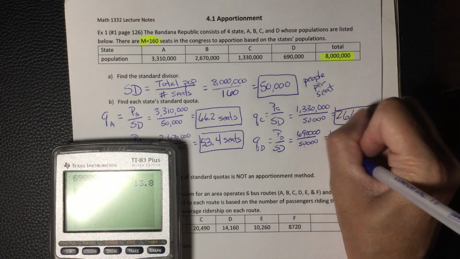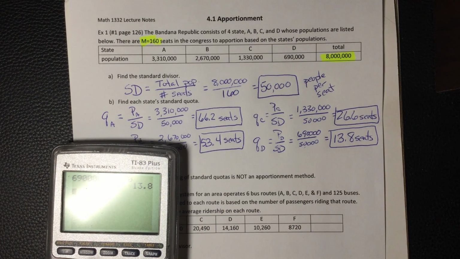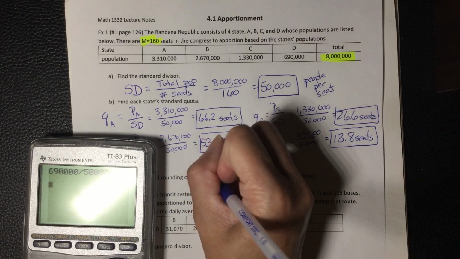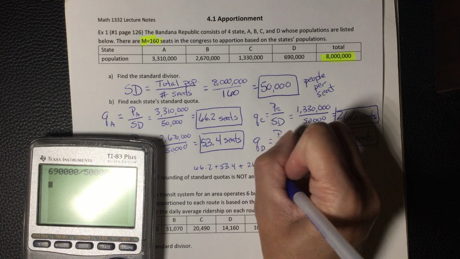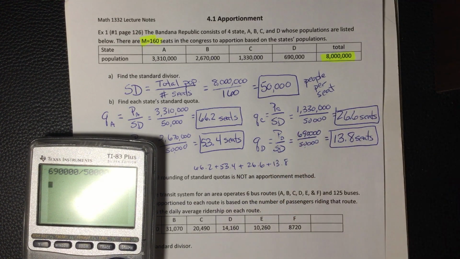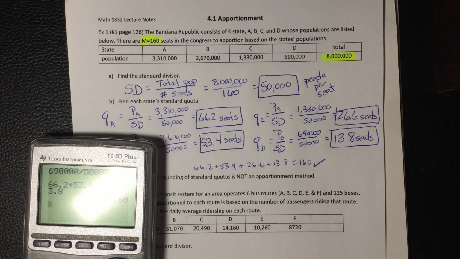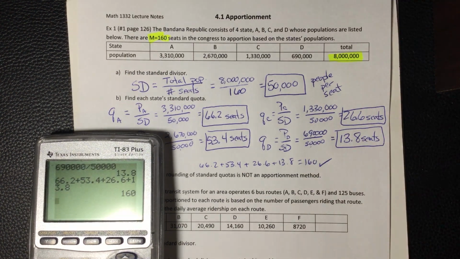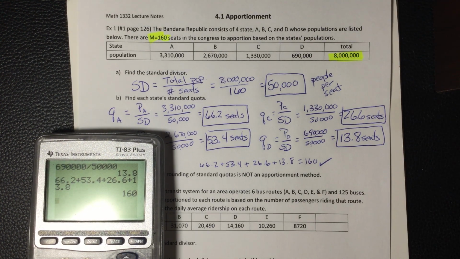Now, if I just want to check and see if I did this right, I know that I'm splitting up 160 seats. So if I just add all these together, 66.2 plus 53.4 plus 26.6 plus 13.8, that adds up to be 160. So that's a pretty good check that I did this right. Now remember, we can't give someone a partial seat, but we'll worry about how to split up those decimal parts in the next section.